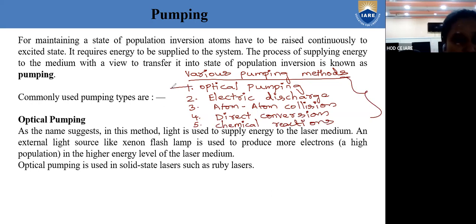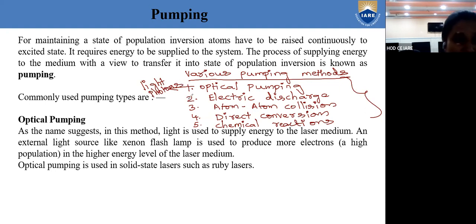What is optical pumping? Optical pumping is the method where you are going to supply energy in the form of light. What do you mean by light? Light is nothing but photons. So what type of energy are you using in order to get population inversion? Energy in the form of light photons.